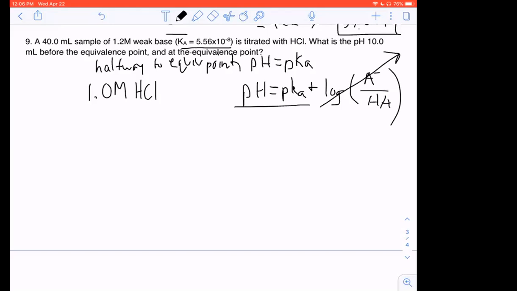The first thing I'm going to do is figure out the volume needed to get to the equivalence point. To do that, I first figure out how many moles of the weak base are present. All I have to do is convert the 40 milliliters into 0.04 liters. So we have 0.040 liters times 1.2 molar, which gives you 0.048 moles of the weak base.